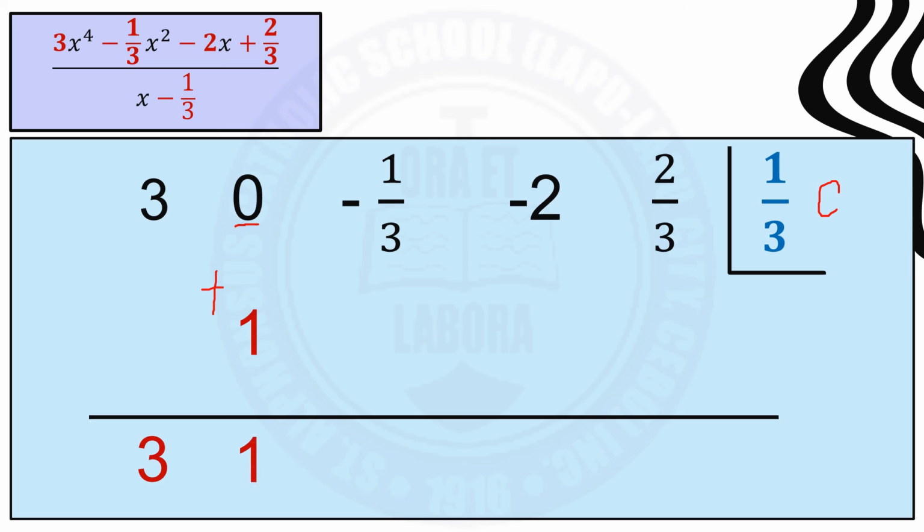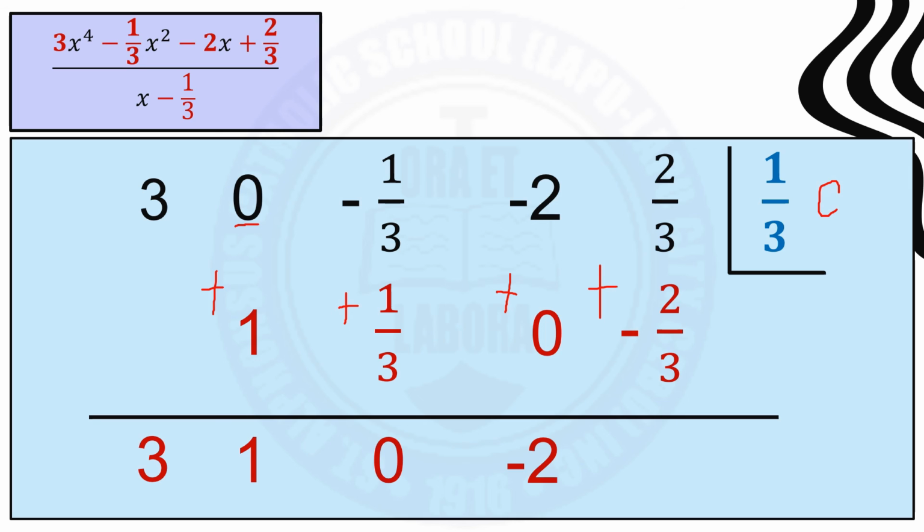0 plus 1, that is also 1. 1 times 1/3, still 1/3. Negative 1/3 plus 1/3, that is equal to 0. 0 times 1/3, that is equal to 0. Negative 2 plus 0, that gives you negative 2. Negative 2 times 1/3 equals negative 2/3. 2/3 plus negative 2/3, that is equal to 0. And 0 here is our remainder.